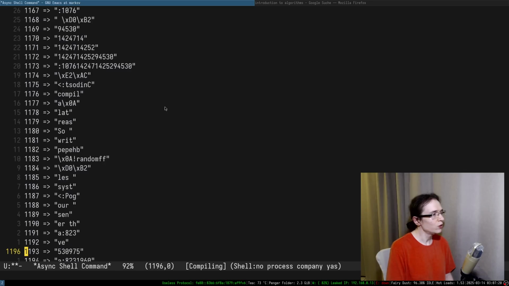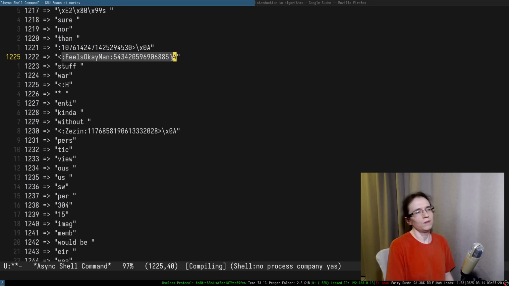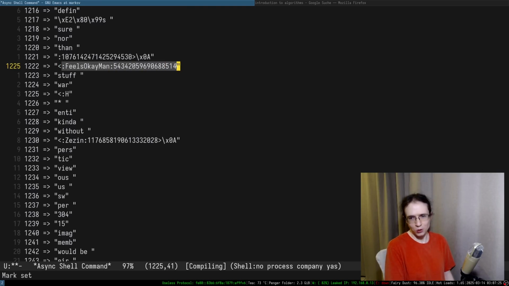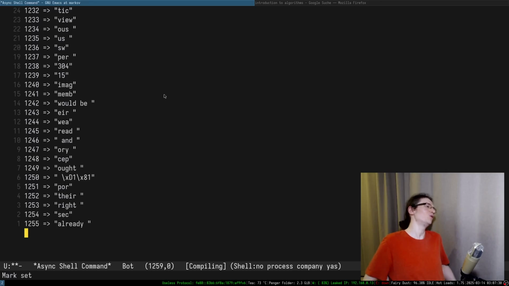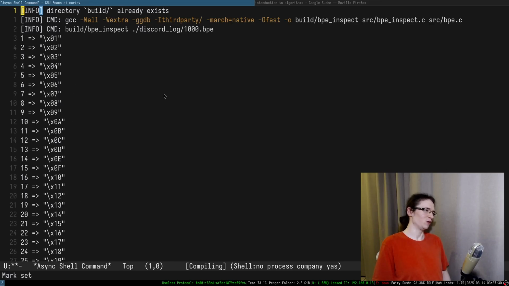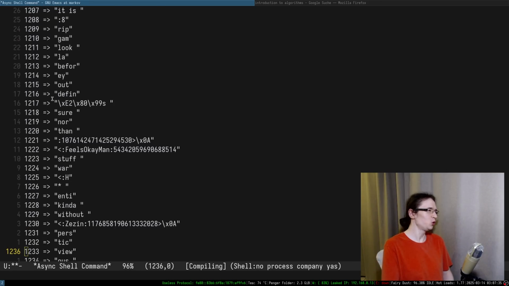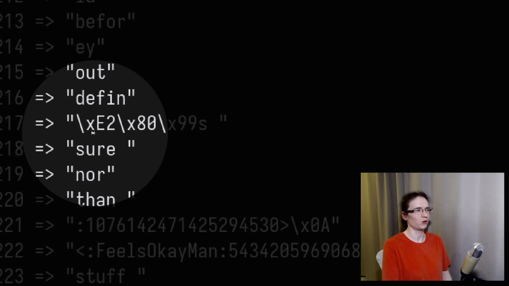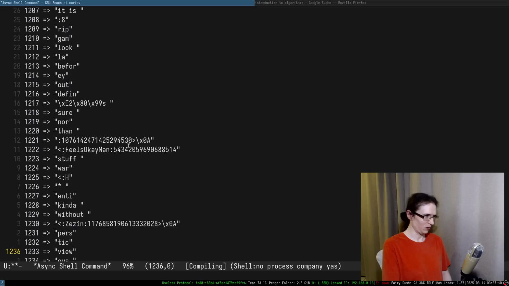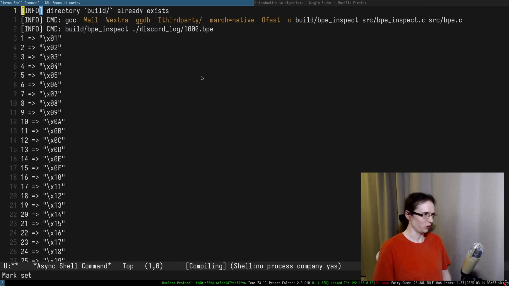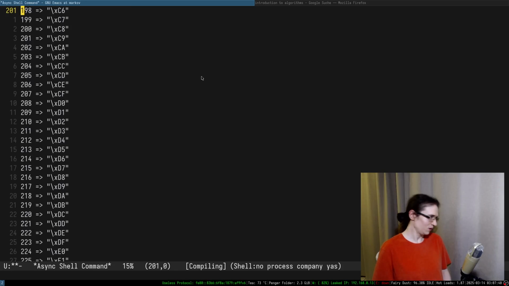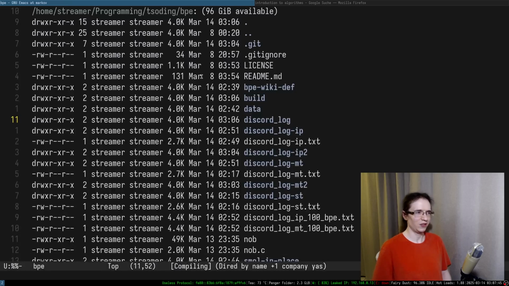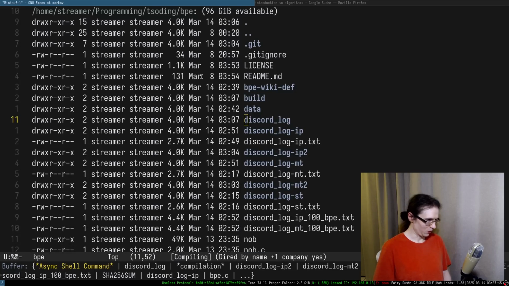There we go. So we already have Discord emotes. It identified some of the Discord emotes as tokens because they occur frequently within the Discord log. Let's go. I can see "sure" is the most frequent word in the Discord log. That makes a lot of sense. I really like that. It's very Discordish.